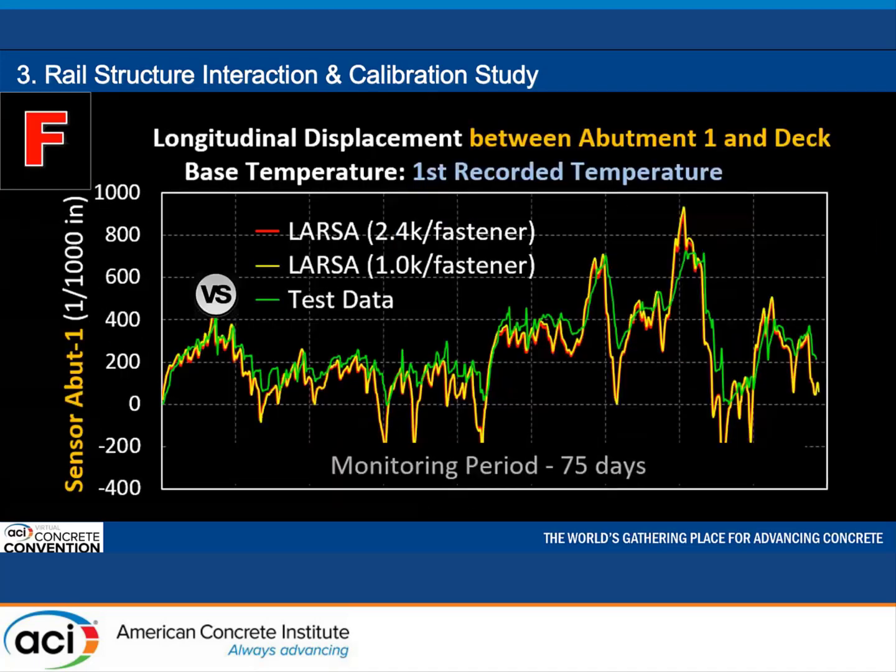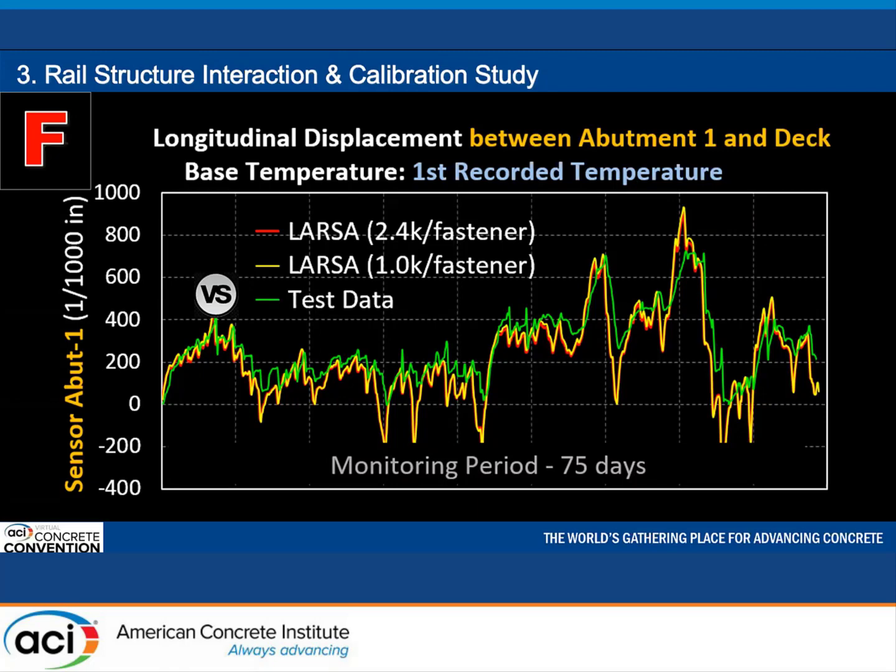We are going to use 3 slides to show the calibration. In these slides, the horizontal axis represents the monitoring period. The vertical axis represents displacement. On this slide is longitudinal displacement between abutment 1 and deck. The abutment doesn't move. So in other words, this displacement is the bridge end movement subject to temperature change.